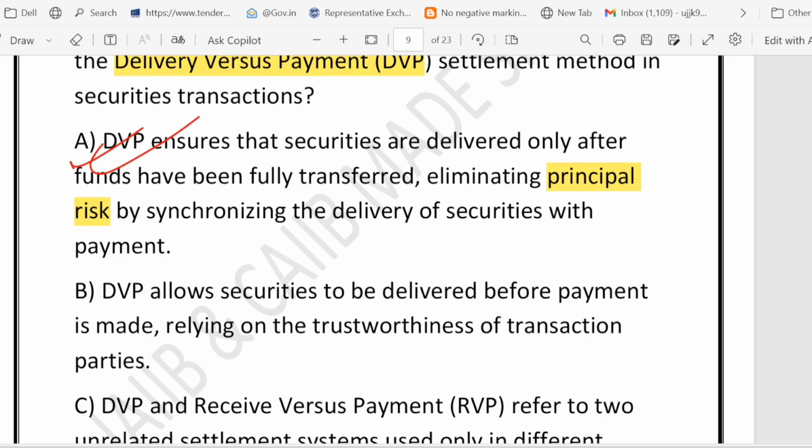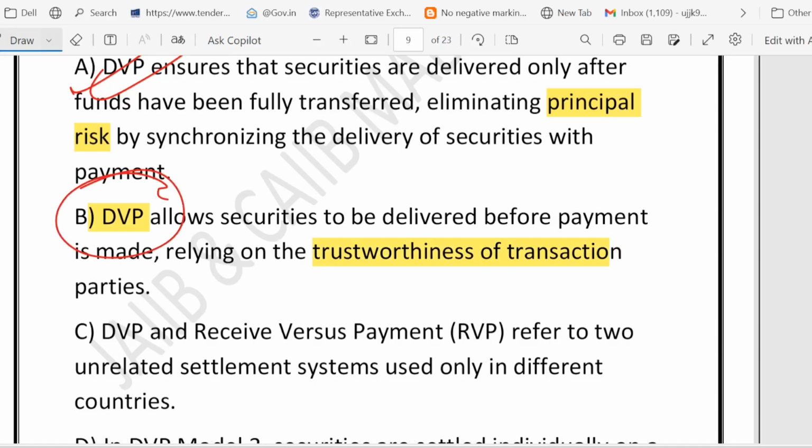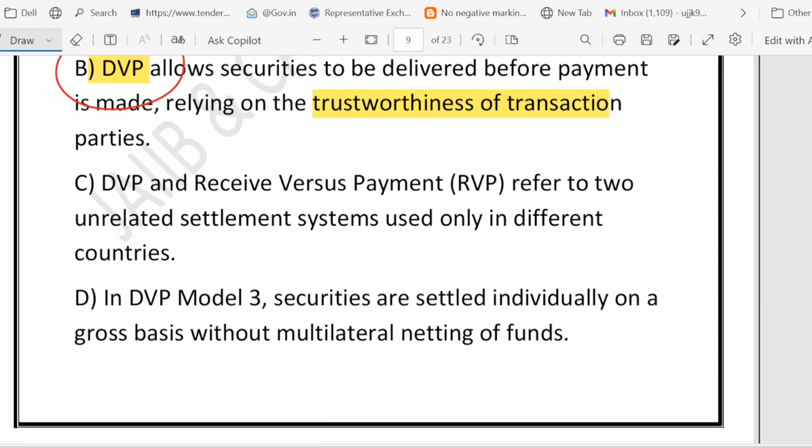What about option B? It says that it allows security to be delivered before payment. No. Because if only one party delivers first without getting money, it is quite risky. Actually, this delivery versus payment was created to avoid exactly this kind of trust-based system. Earlier, this was a trust-based system. To avoid such a system, DVP came into the picture. It ensured no delivery before payment. Simple as that. What about option C?